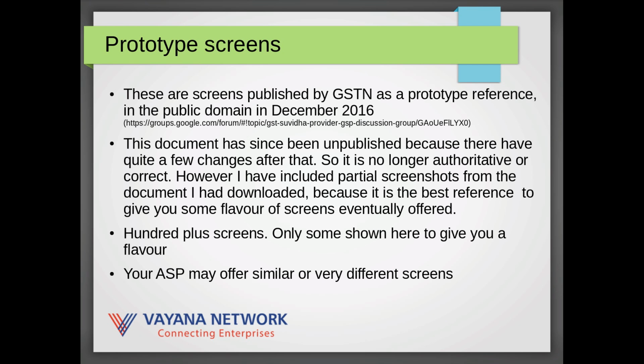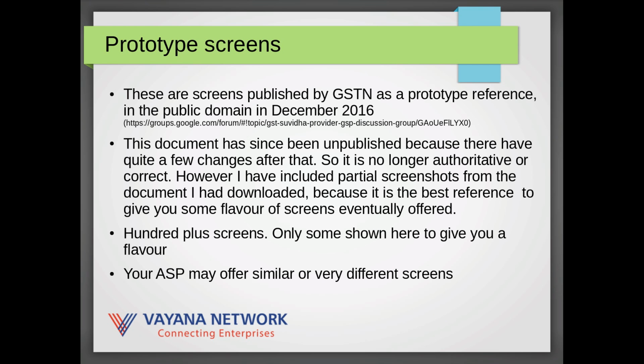I shall now move on to give you a little bit of flavor of how you would interact with a GST system. Again, there will be a number of systems that you could interact with, most of them by various ASPs, and their screens might look quite different.